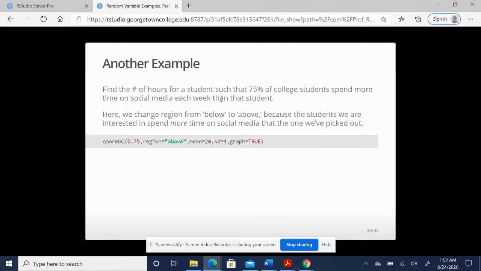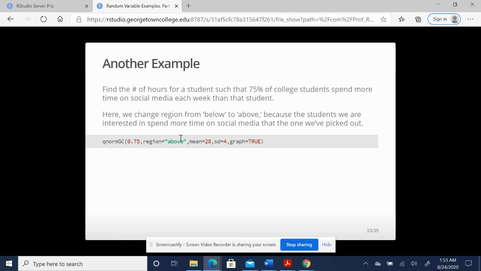So here's another example. Find the number of hours for a student such that 75% of college students spend more time on social media than that student. Okay. Now, here's when we end up in a situation about changing from below to above. Now, let's think about this. This is not the 75th percentile, folks. We said 75% of students would be above this. And that's technically the 25th percentile. Okay. And we could do this command as 0.25 and we would do below. Okay. However, here we've put in 0.75 and we've set the region to color above.